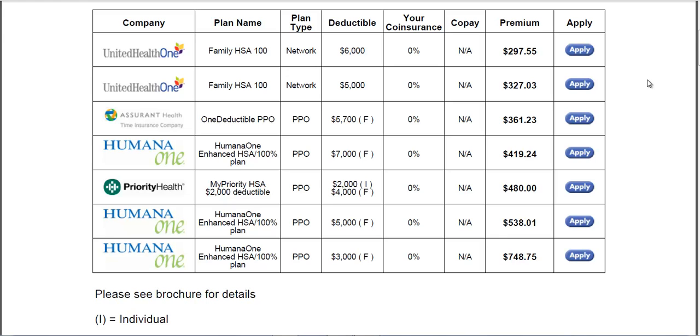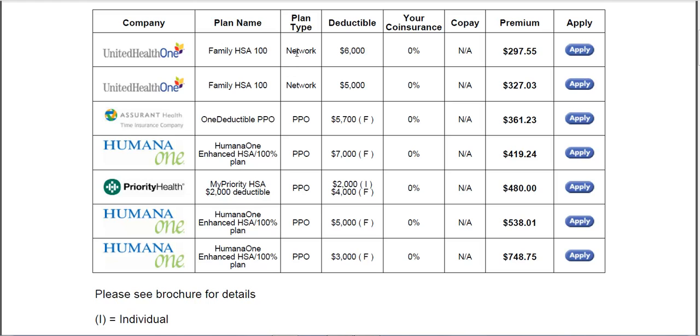So generally what we have here is a nice place for us to look at all the plans. You'll see that we have a number of different companies here on the left: United Health One, Assurant, Priority Health, Humana. And what I've tried to do is make these all apples to apples as possible. There are going to be some slight differences here or there, but they're really, really minor. So we're really looking at plans that are just about identical.